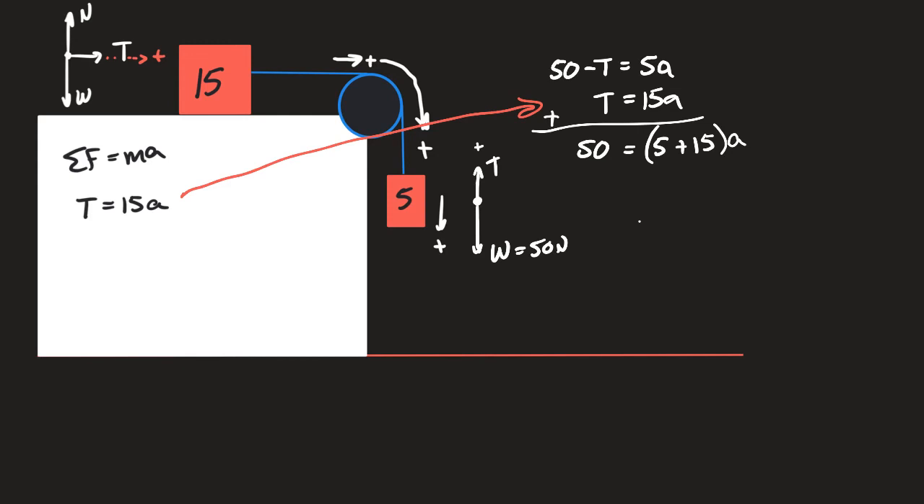Emma, what do you got? Gravity causes the system to accelerate. Which box does gravity act upon? I'm sorry, let me say that differently. Which box is the force of gravity effectively causing the system to move? It's the 5. So this 50 newton force here is the unbalanced force on the system.